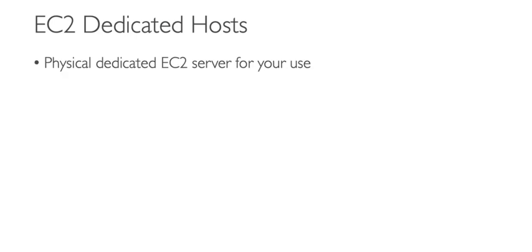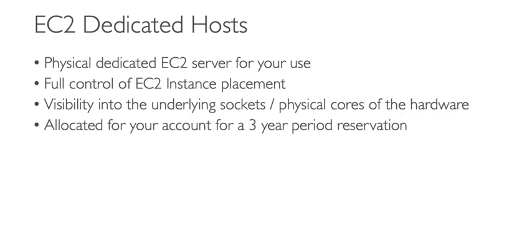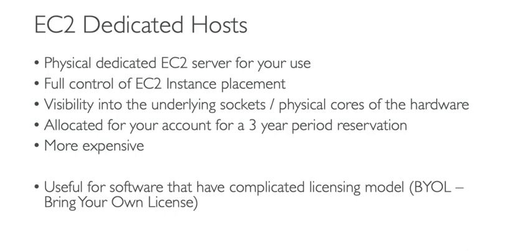Then we have dedicated host. And so this is a physical EC2 server for you to use, and you get the hardware and you get full control over how the EC2 instance is going to be placed. You also get full visibility into the hardware called sockets and physical cores. So you have direct access to the CPU. And you have this allocated to you for a 3-year period reservation. So it's quite a long-term commitment. It's way more expensive, but you get the benefit that you control the hardware in some ways.